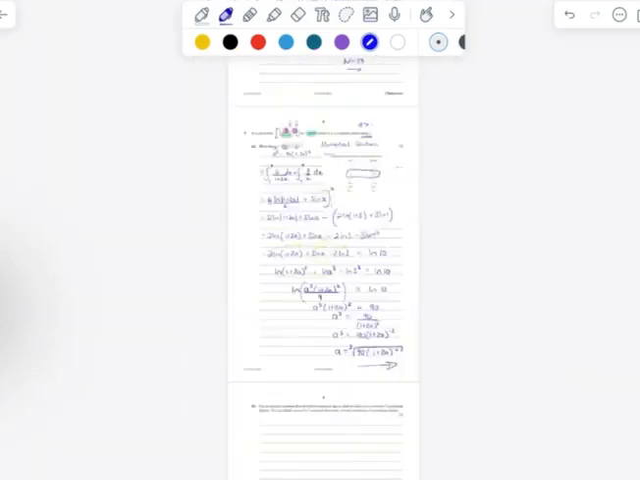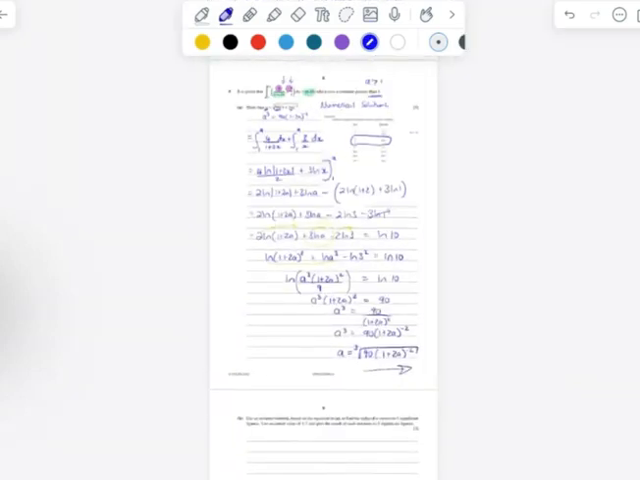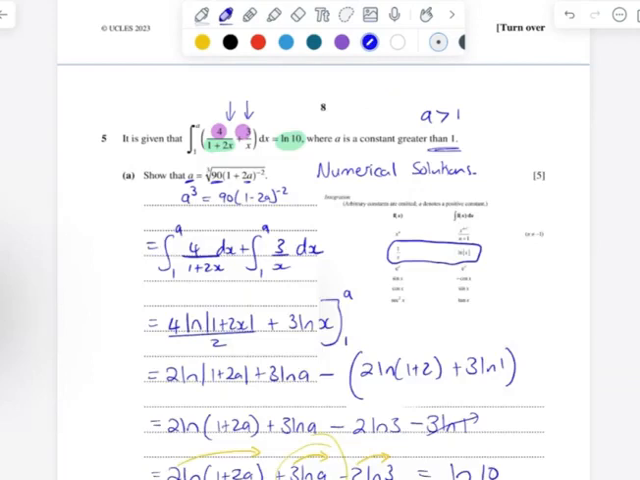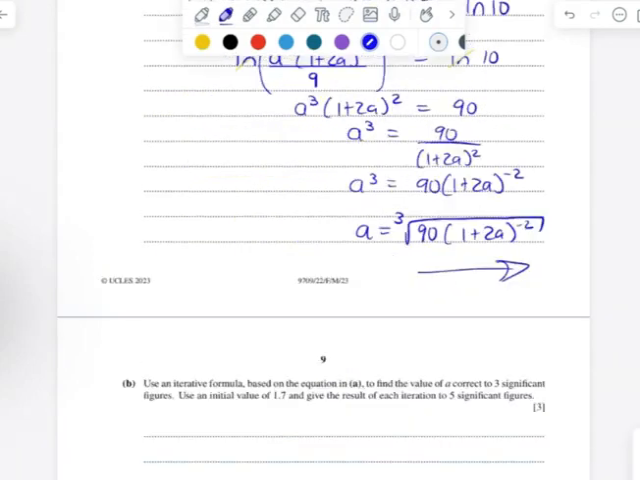Look at what you're aiming for. Just do what they ask. They asked for an integral. They plugged in the boundaries and they told you what it's equal to. So that's all you have to do. You have to integrate, plug in the boundaries, make it equal to ln 10, and then rearrange.